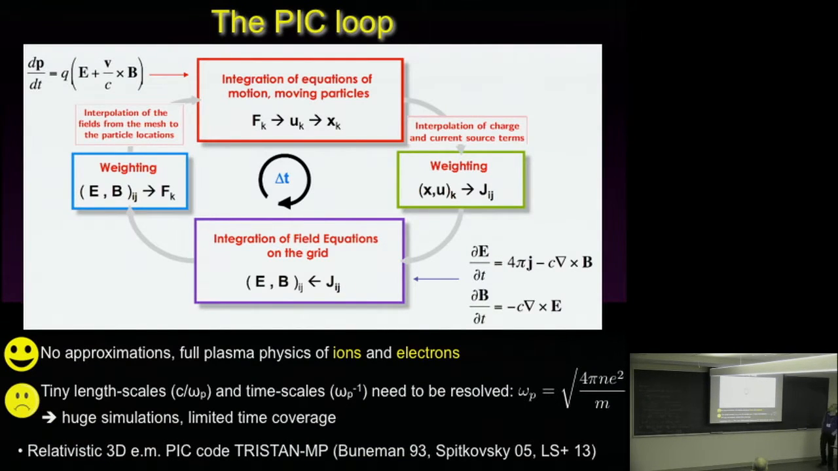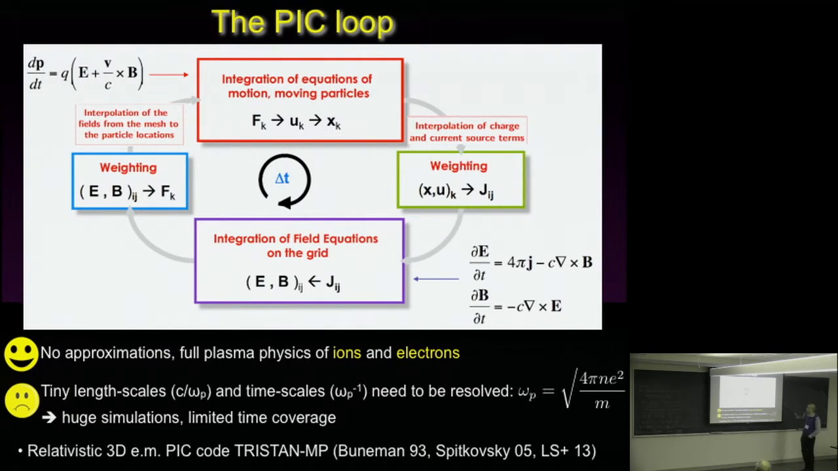So this is the so-called particle-in-cell loop, the fundamental loop that the code is solving. We can start from here, for example. The particle equations of motion are integrated with the Lorentz force. And then the electric current that is obtained by pushing the particles around the grid is used to solve for Maxwell's equations. So now the current is coming from the individual particles. Knowing Maxwell's equations, you solve for the electric and the magnetic fields, and you interpolate the electric and the magnetic fields back to the location of the particles, and then you're using the electromagnetic fields to push the particles around. So that's how the loop works.